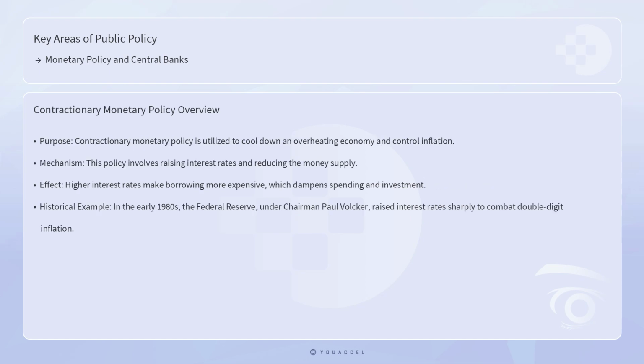Conversely, contractionary monetary policy is utilized to cool down an overheating economy and control inflation. This policy involves raising interest rates and reducing the money supply. Higher interest rates make borrowing more expensive, which dampens spending and investment, thereby slowing down economic activity. A historical example is the early 1980s when the Federal Reserve, under Chairman Paul Volcker, raised interest rates sharply to combat double-digit inflation. This policy successfully reduced inflation but also led to a significant recession.